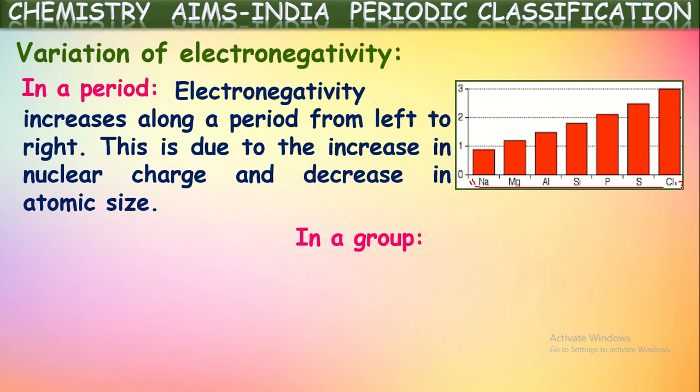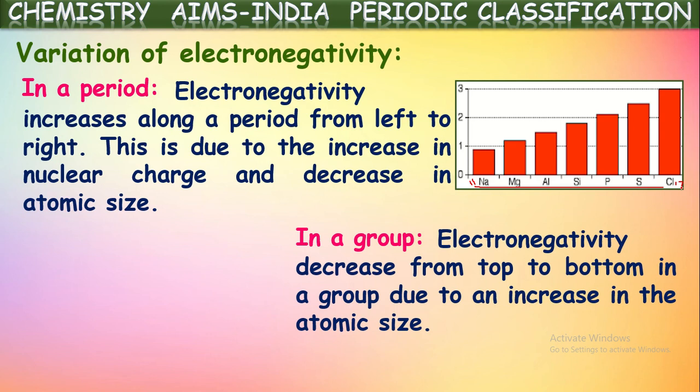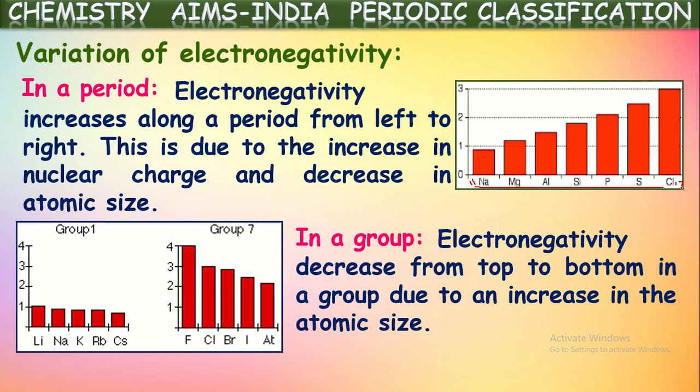And what about a group? In a group, electronegativity decreases from top to bottom. This is due to the increase in atomic size. So it is quite the reverse of the case of a period. What is happening in the group? From top to bottom, atomic size increases and hence electronegativity values decrease in a group from top to bottom.